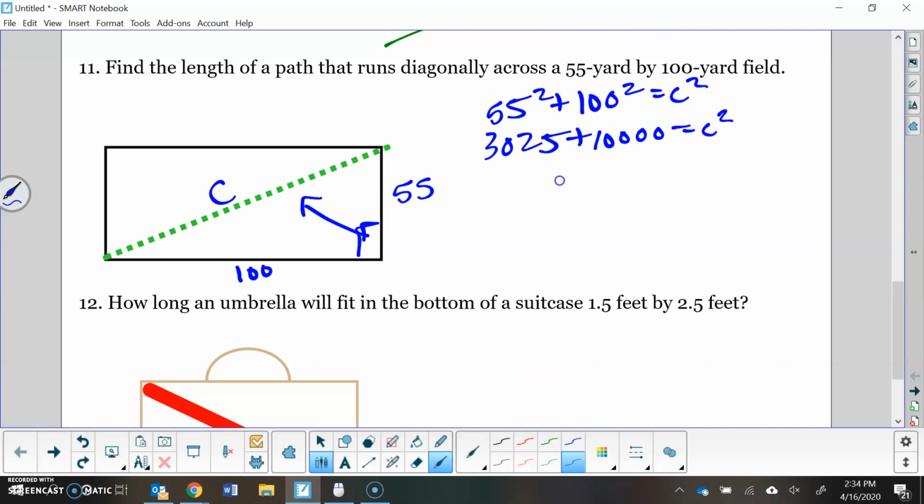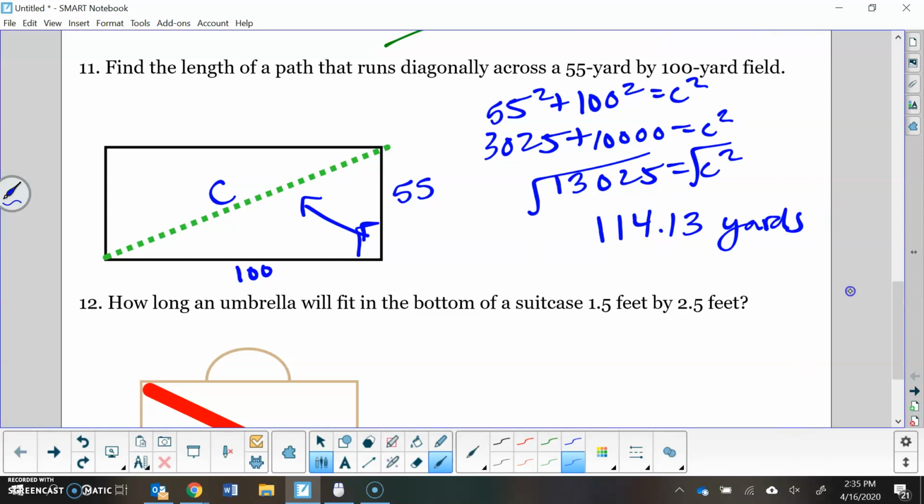I add those together, I get 13,225. Then I take the square root of 13,225, and I get approximately 114.13 yards when I take the square root.